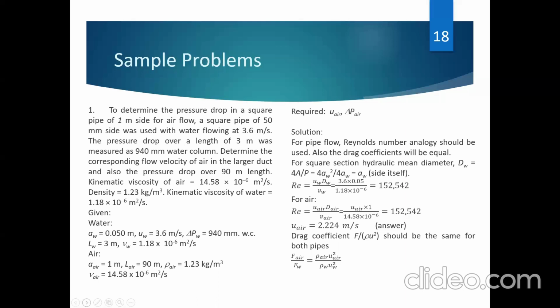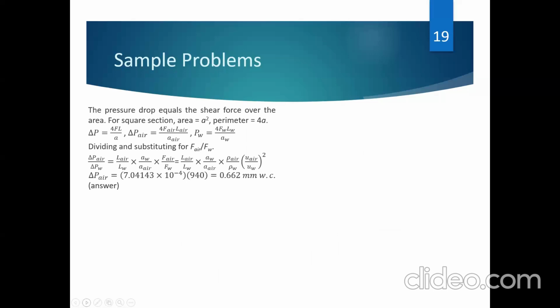Drag coefficient, F over rho U squared, should be the same for both pipes. So F air over F_W is equal to rho air U air squared over rho W U_W squared. So the pressure drop equals the shear force over the area. For a section area of A squared, perimeter is 4A. So delta P is 4FL over A. So delta P of air is 4F air L air over A air. Sa water naman, delta P_W is 4F_W L_W over A_W. Substituting for F air over F_W.